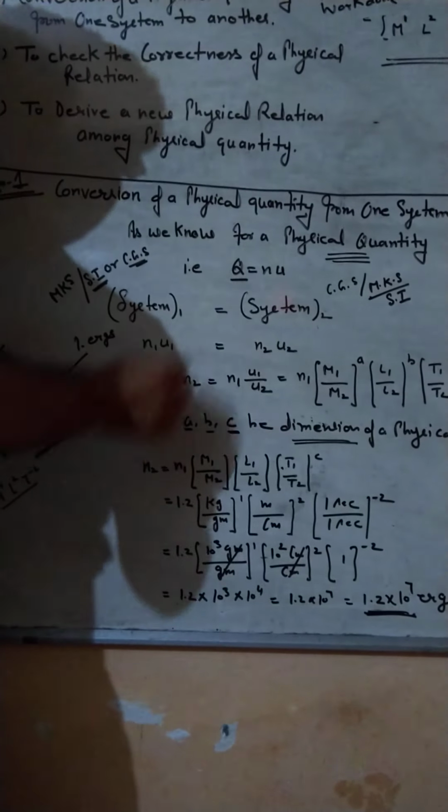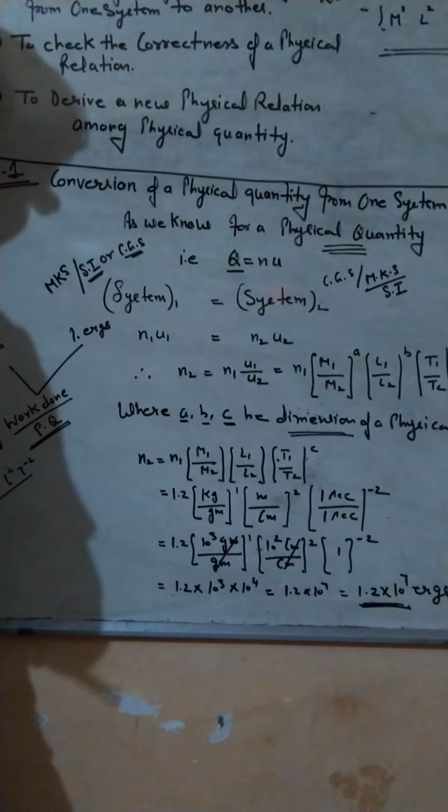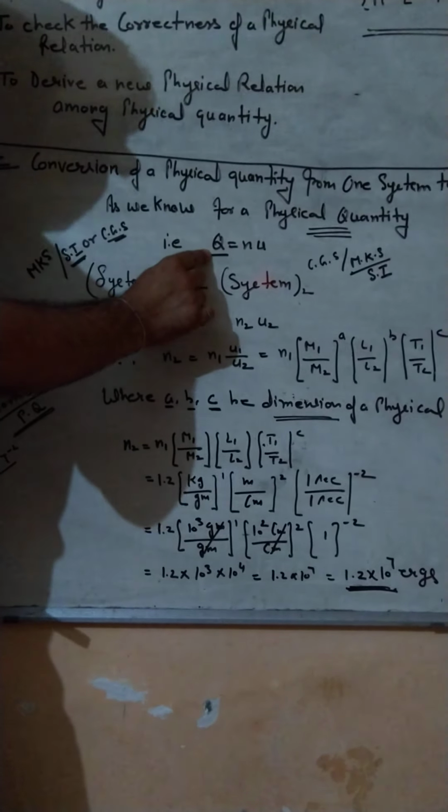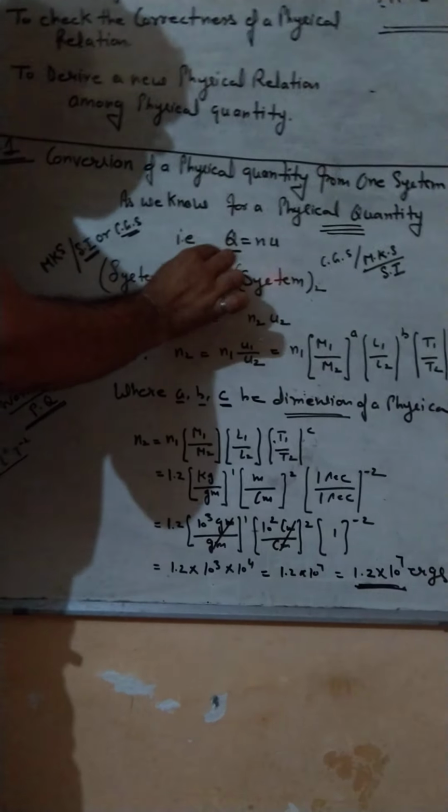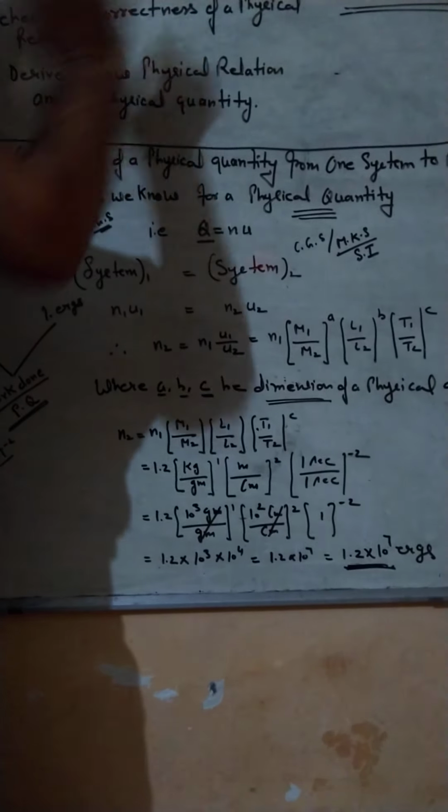Since we know that for a physical quantity the representation is Q equal to n U. In previous classes, we learned that Q is the symbol of any physical quantity, n is the numeric value and U is the unit in which the physical quantity is measured. So this is the representation of any physical quantity. What is our aim? Our aim is to convert from one system to another.